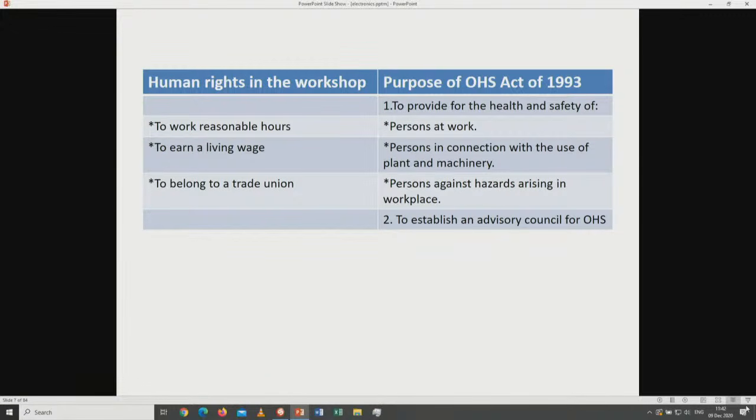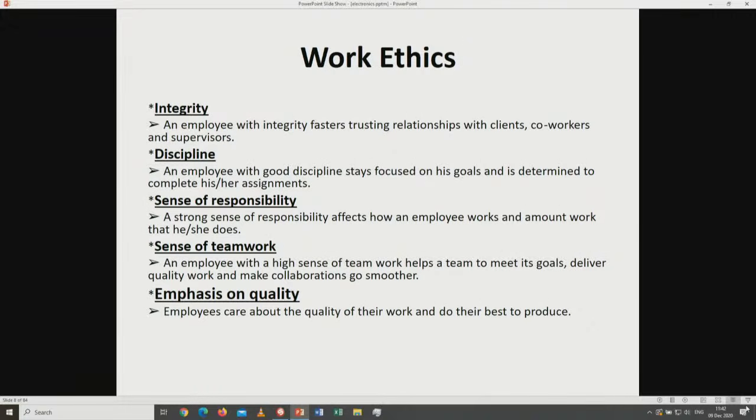On human rights, normally learners are asked to give the purpose of the OHS Act of 1993. So here is the answer to that one: to provide for the health and safety of persons at work, persons in connection with the use of plant or machinery, to protect persons against hazards arising in the workplace, and to establish an advisory council for occupational health and safety.